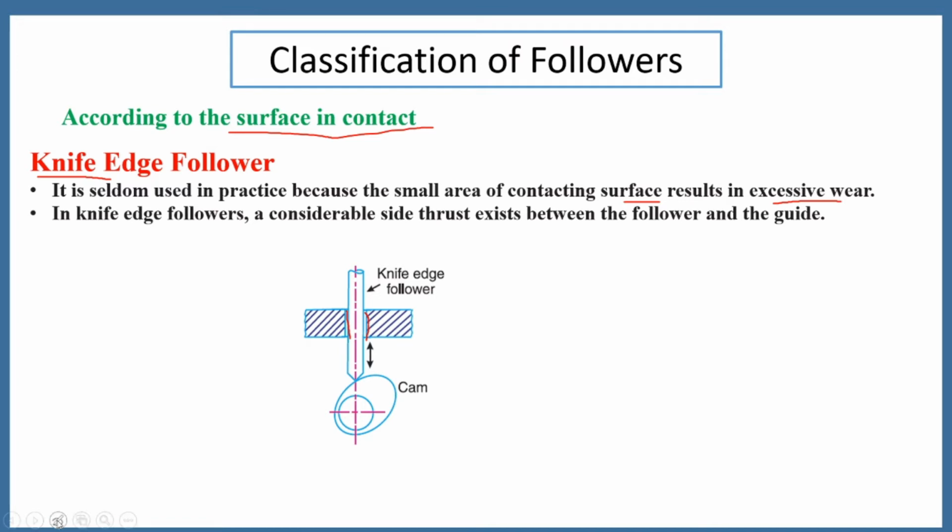Now we'll start with the classification according to the surface in contact. The first type is the knife edge follower. If we concentrate on this knife edge, the contact between the cam and follower is at the contacting surface of this follower, which is shaped just like a knife edge. That's why it is called the knife edge follower. In this case, a side thrust exists between the follower and the guide. This is the follower, and this is the guide. At this location, there is side thrust because of its movement.